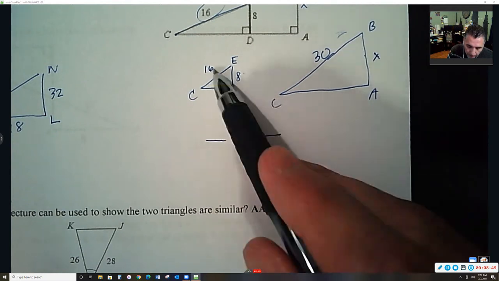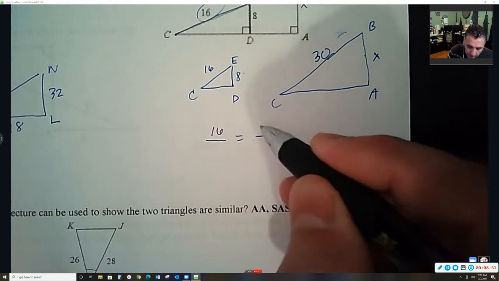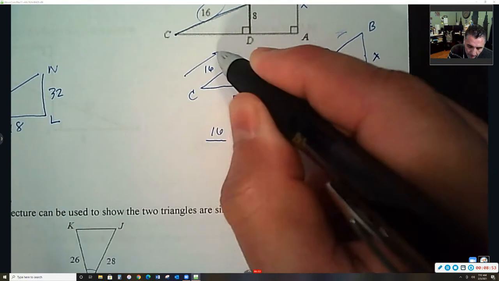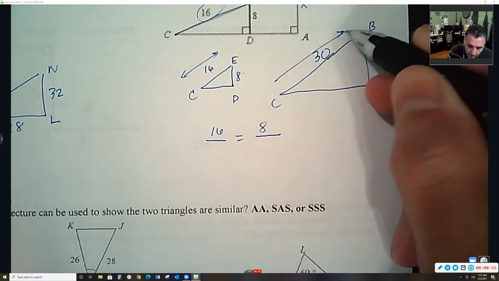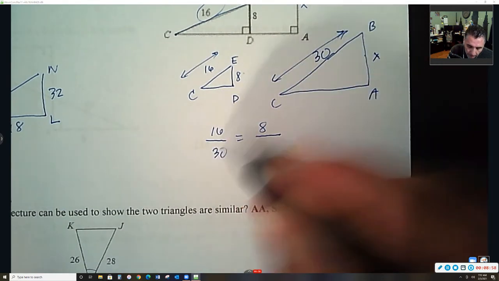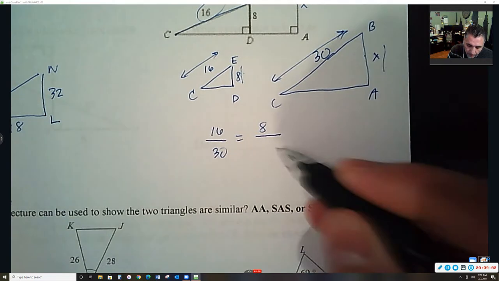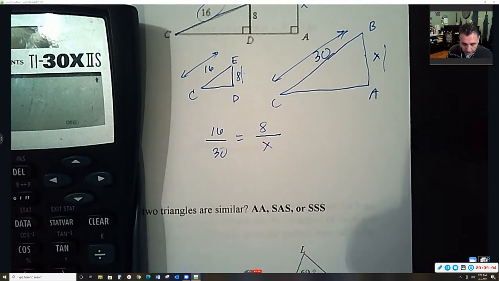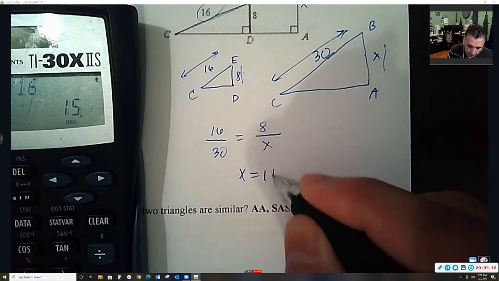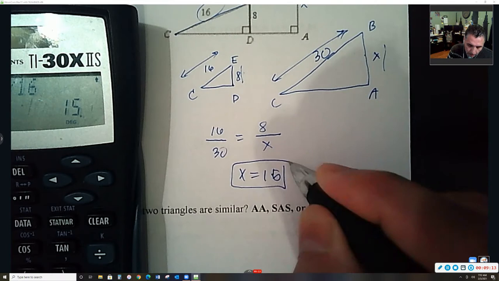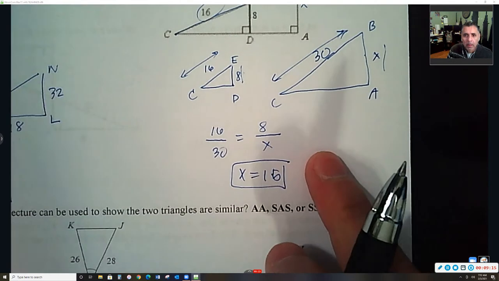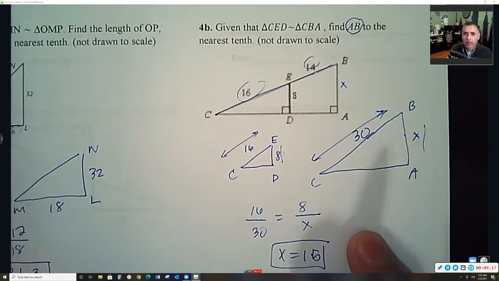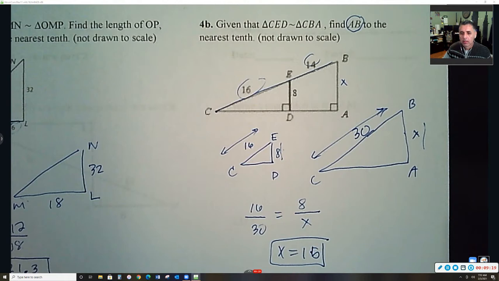I'm going to take these two numbers, put them on top, 16 and 8. And then 16 is corresponding sides with 30. And then 8 is corresponding sides with x. And then just cross multiply to divide. 30 times 8 divided by 16. X equals 15. And there will only be one of these on the test. I just did 2 of them so you can see 2 different examples. Okay.